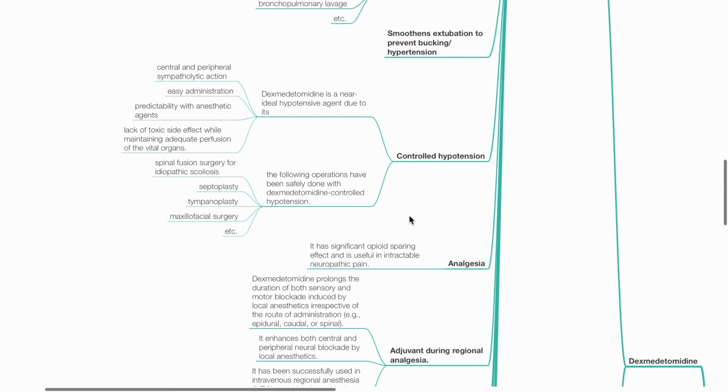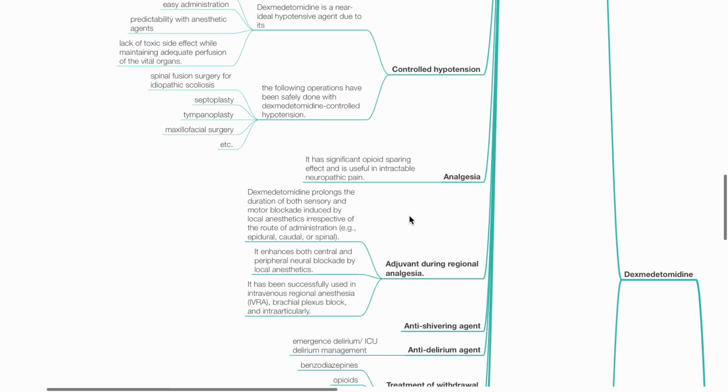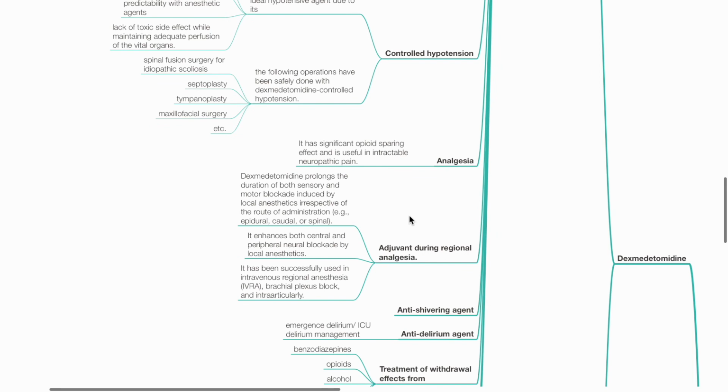It is a near-ideal hypotensive agent due to its central and peripheral sympatholytic actions, easy administration, predictability with anesthetic agents, and lack of toxic side effects, while maintaining adequate perfusion to vital organs. The following operations have been safely done with dexmedetomidine-controlled hypotension: spinal fusion surgery for idiopathic scoliosis, septoplasty, tympanoplasty, and maxillofacial surgery. Dexmedetomidine has significant opioid-sparing effects and is useful in intractable neuropathic pain as an analgesic.